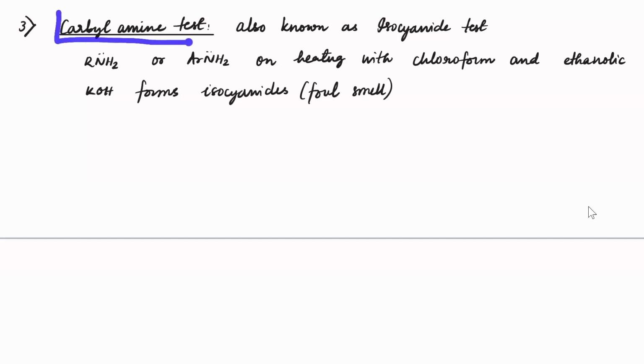Now, this is an important test for this topic, known as the carbylamine test. It is also known as the isocyanide test, specifically designed for primary amines, whether alkyl or aryl, but it should be primary. On heating with chloroform and ethanolic KOH, that means alcoholic KOH, it forms an isocyanide, which is a foul smelling vapor. Got it? Now let me put the overall reaction here.